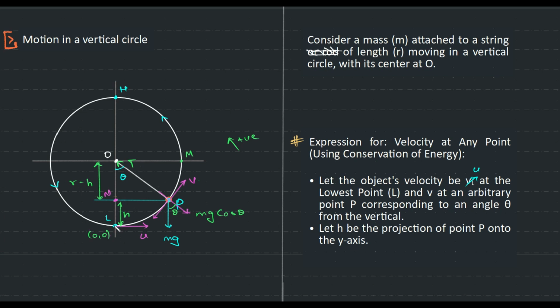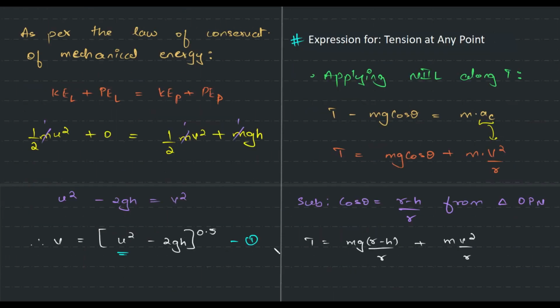Given it has a velocity u at L, quite a few other things have been given. We will use conservation of energy to figure out the velocity, and the velocity turns out to be a similar expression which we already know. Then the tension in the string has a weird big expression, but the derivation is quite simple.